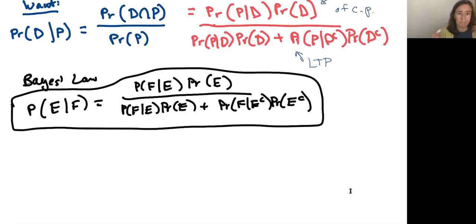So that is one form. Just like with the law of total probability, we can have a finer partition of F, rather than breaking F down into F intersect E and F intersect E complement. We could break it down into a broader set of conditioning events.